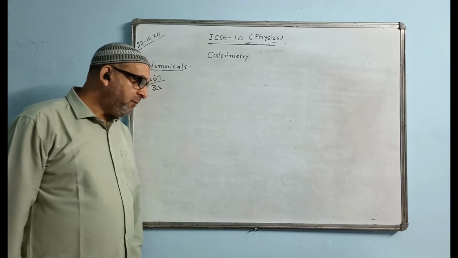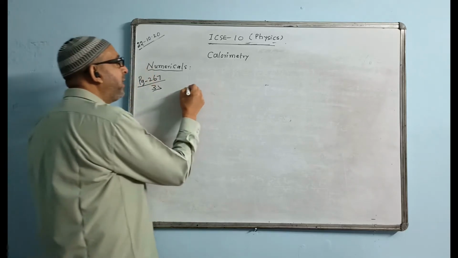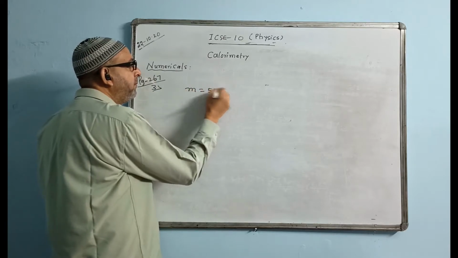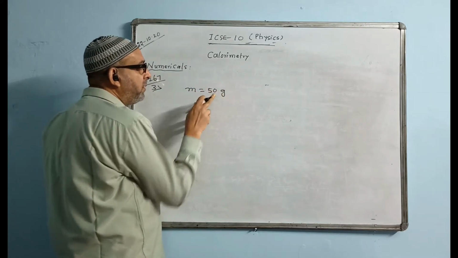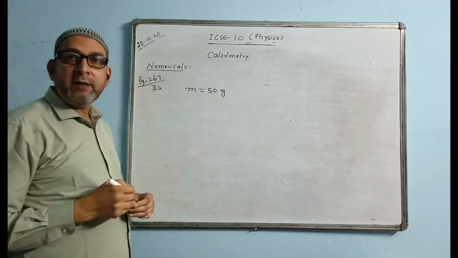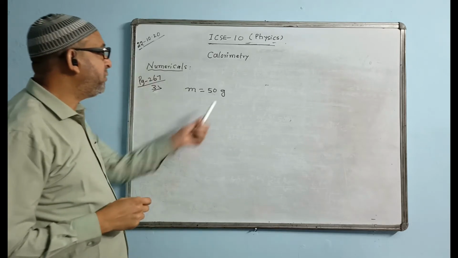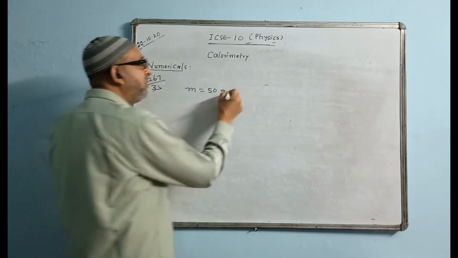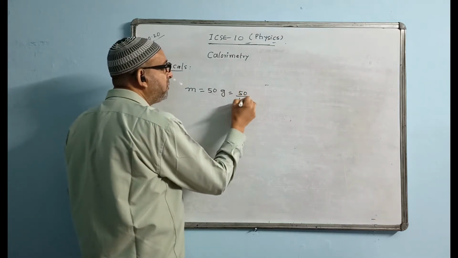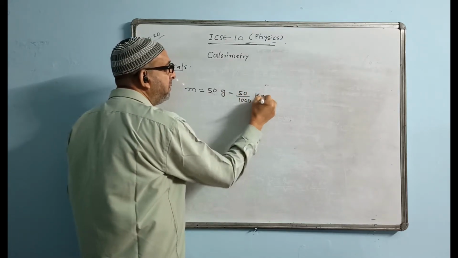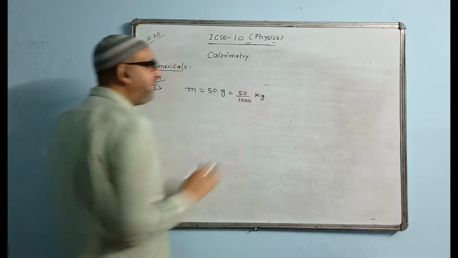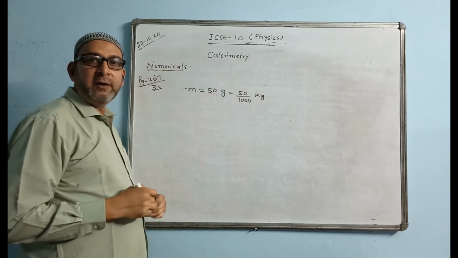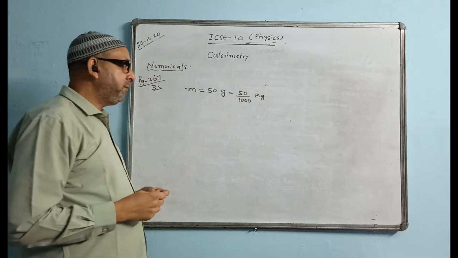A metal piece of mass 50 gram. We can write down the information. Mass is given 50 gram. But in the question, the answer we have to give in SI unit. So we have to change gram into kg. Kg is the SI unit. We will change it. Write 50 upon 1000 kg. You can just keep it like that, or you can even simplify. So keep it for the time being in this format.